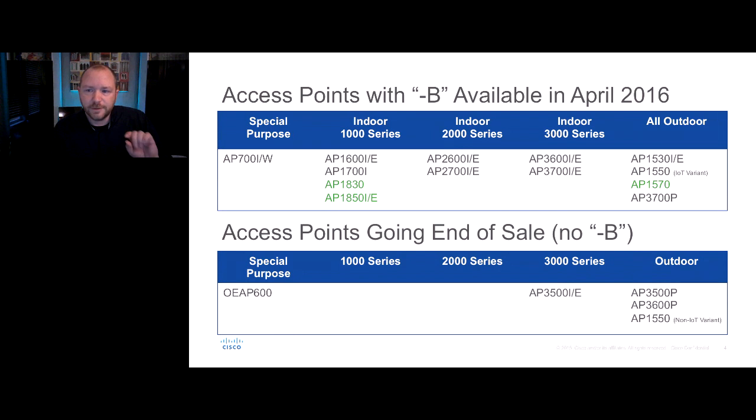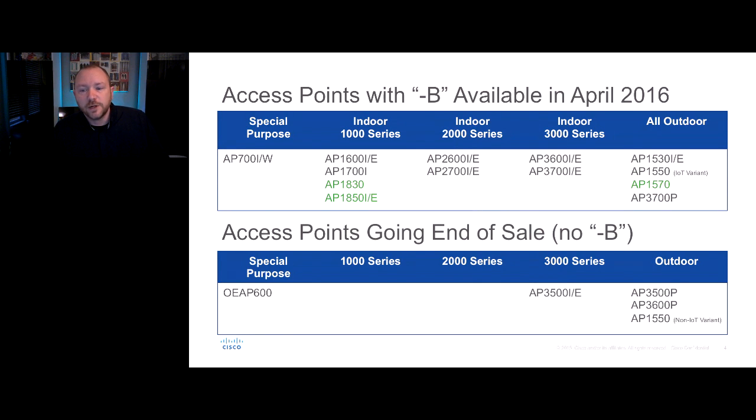Those that are in green, the 1570, the 1830, and the 1850, already have a -B designator and do not have a -A designator. That's because they're recent introductions, and we knew enough about the rules at the time that we didn't have to put out a -A beforehand.